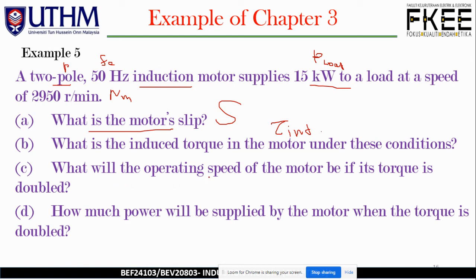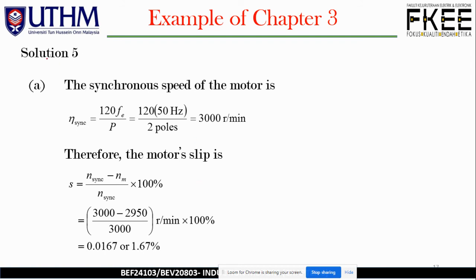So what will be the operating speed of the motor if its torque is double? If the torque is doubled, how much power will be supplied? So what P load will be supplied by the motor when torque is double? This is related to question C. So let's start solution number 5.